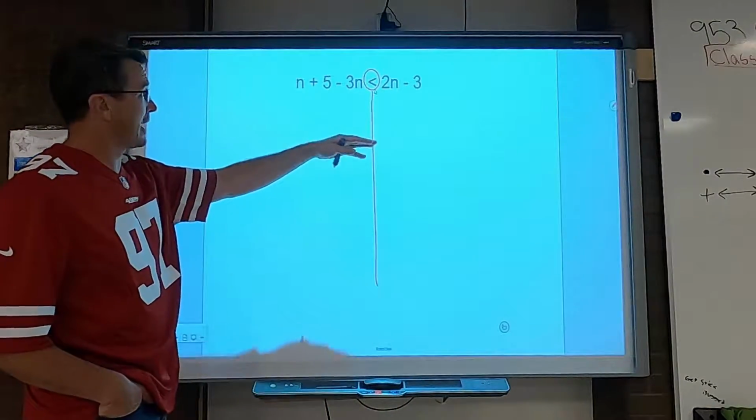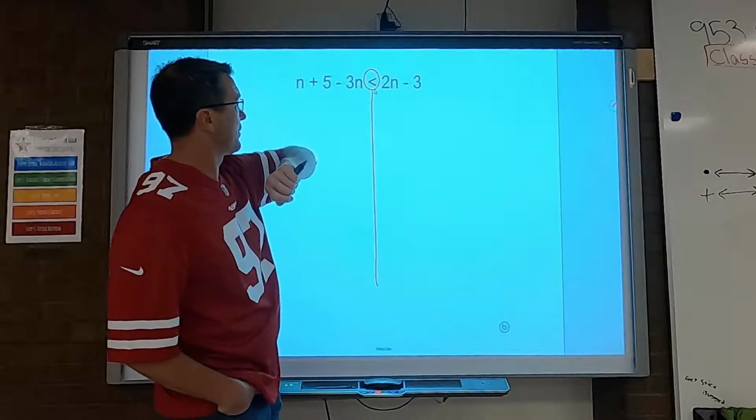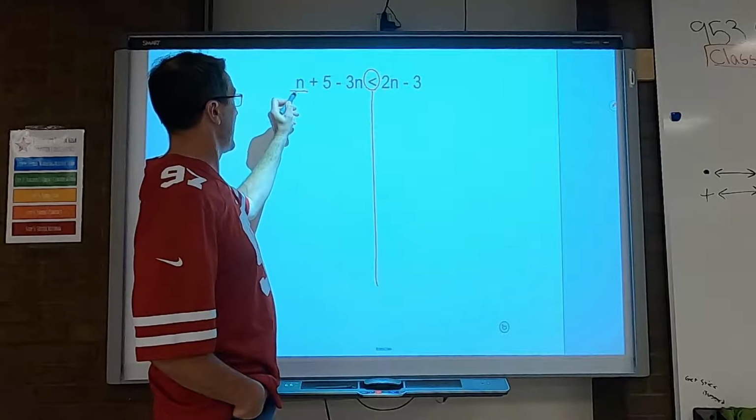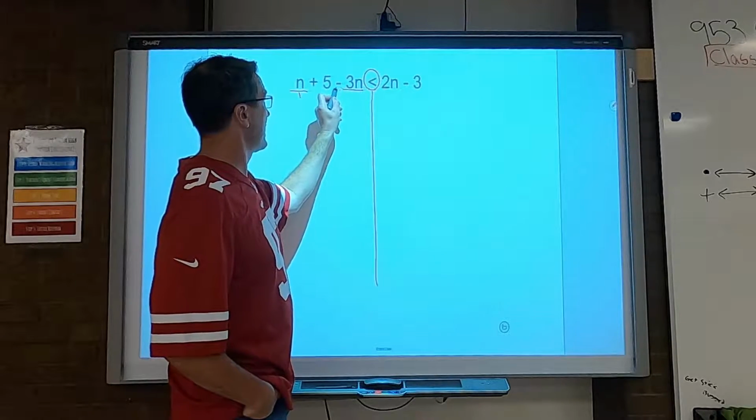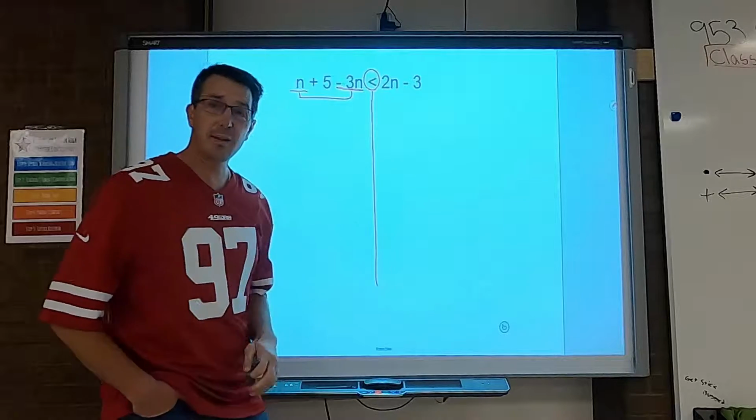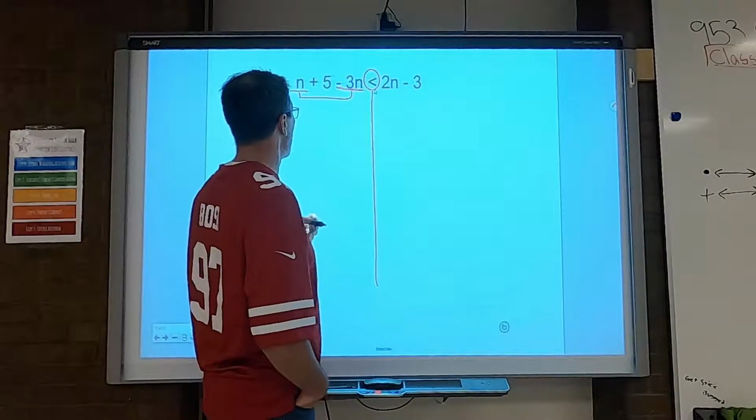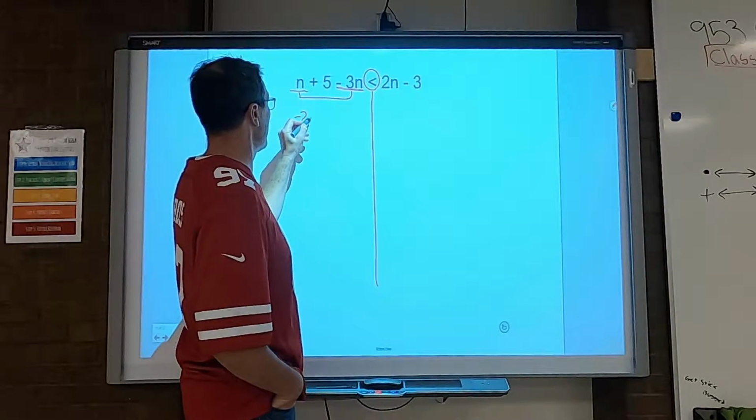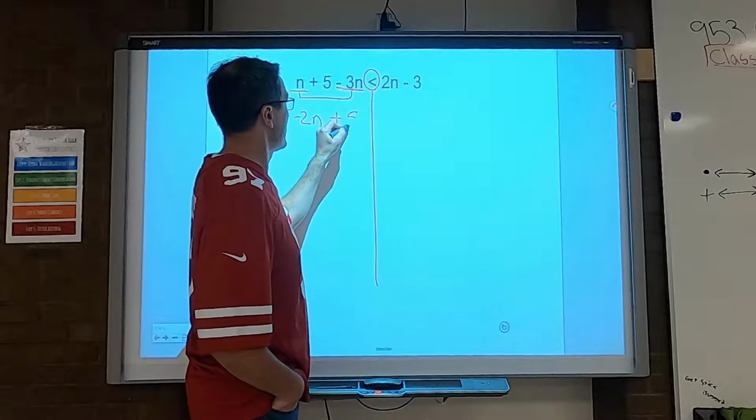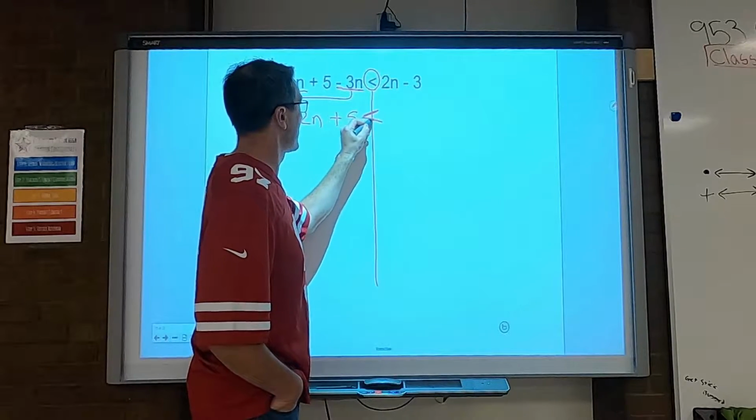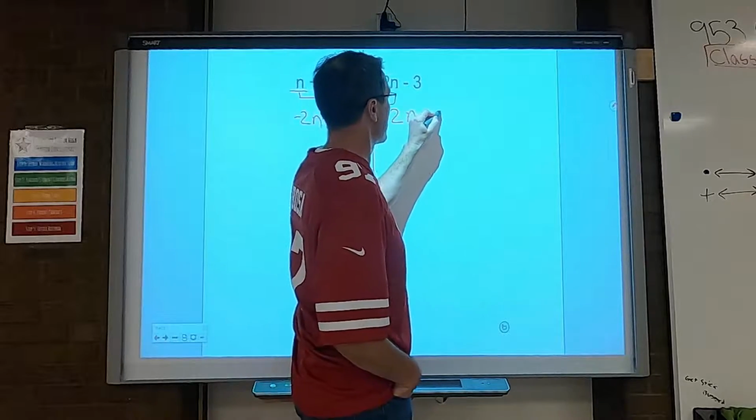So I look at this inequality and I say, all right, there's some stuff I need to simplify here. I see that I have an n and a negative 3n. Those are like terms. I can add those like terms. n plus negative 3n is negative 2n, plus 5 is less than 2n minus 3.